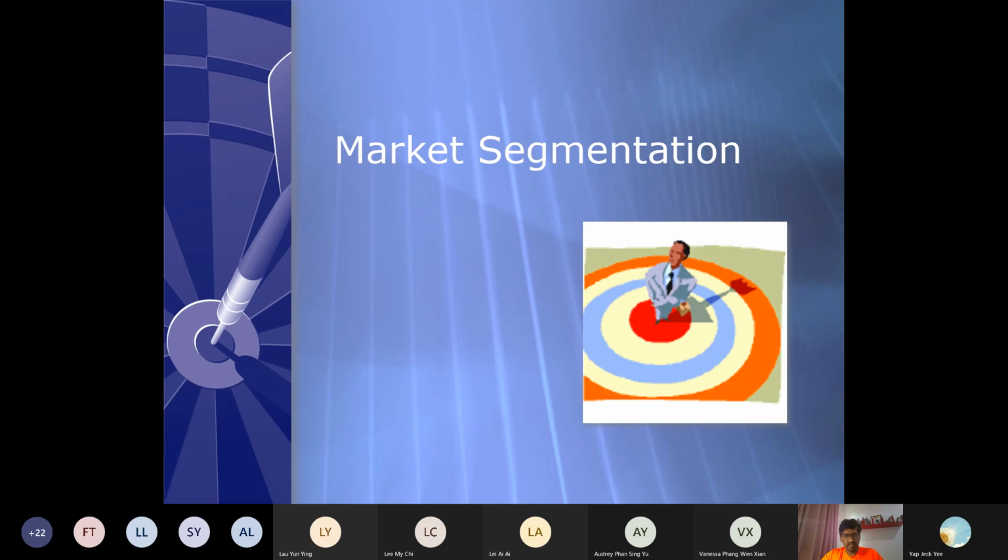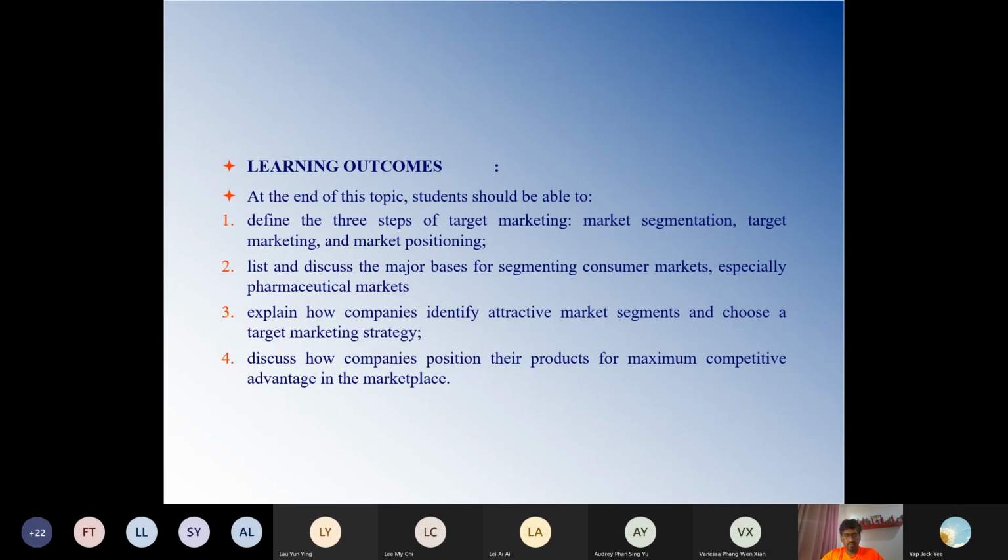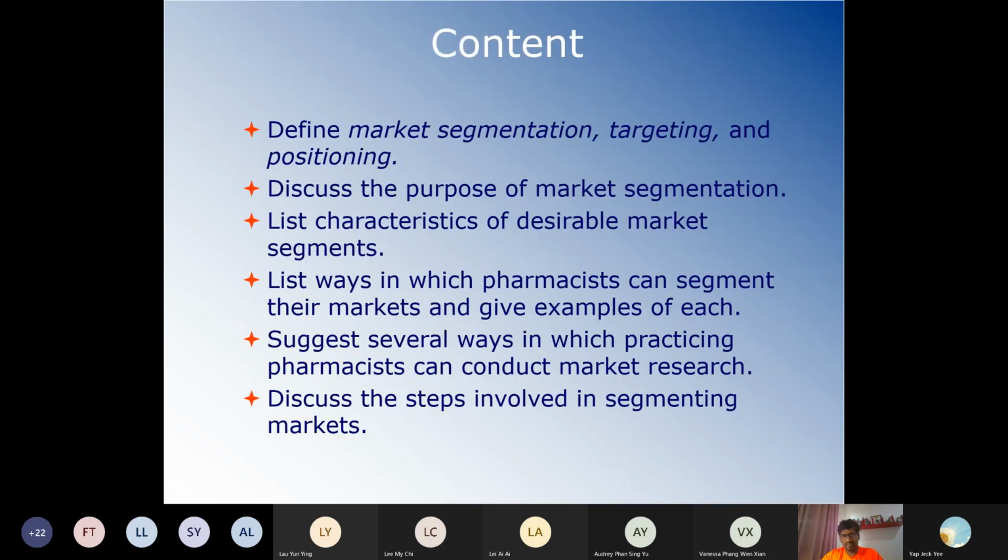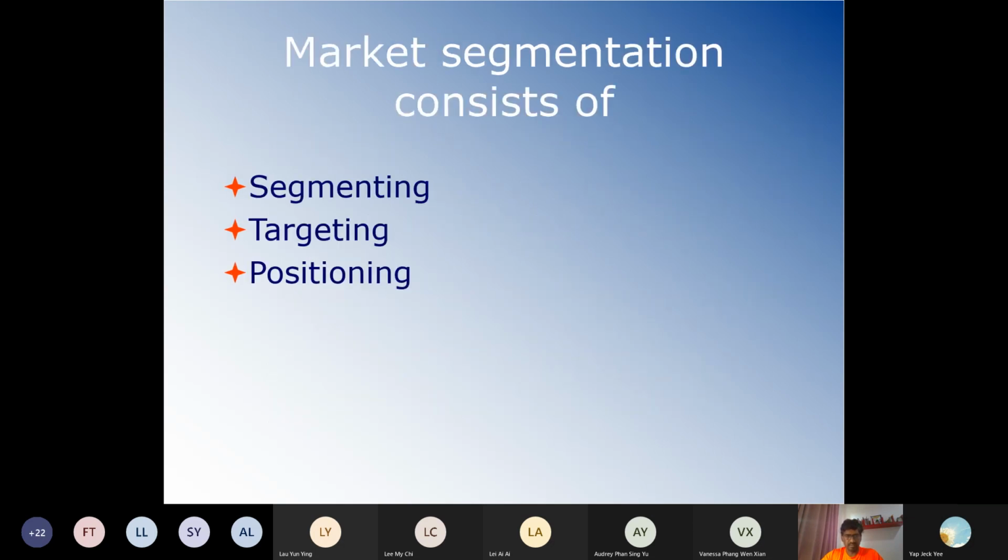Okay, so we start with this marketing segmentation, which we have started in the last class. We have gone through the learning objectives and the content that we would be discussing in the class, and also the components of the segmentation. Segmentation usually consists of these three things. One is segmenting, means segregating the population according to the chosen characteristics, and selecting the target segment and targeting that particular segment and positioning your product to that particular target segment.